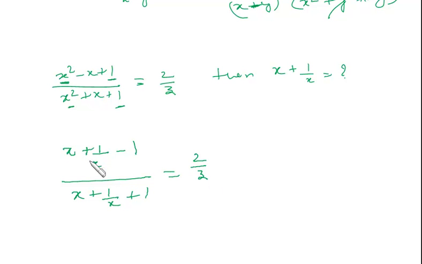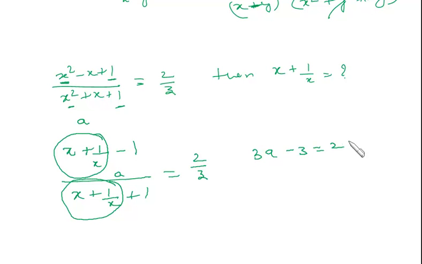Now since you want the value of x plus 1 upon x, what I do is I assume this to be a to make the problem simple. So it is a minus 1 upon a plus 1, right? So 3a minus 3 is equal to 2a plus 2. So a is equal to 5. What is a? X plus 1 upon x. So that's 5. Pretty simple. I hope you are clear.